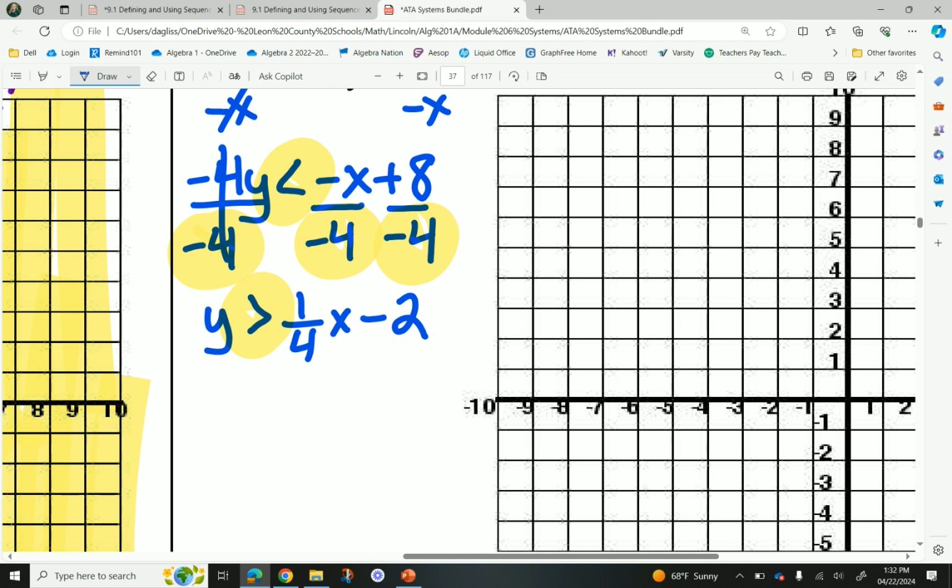When I graph this line, will it be solid or dashed? Dash, good. We're missing the equals to. We're going to be missing pieces of my line, right? Am I going to shade above or below with a greater than symbol? We're going to go above. Good.